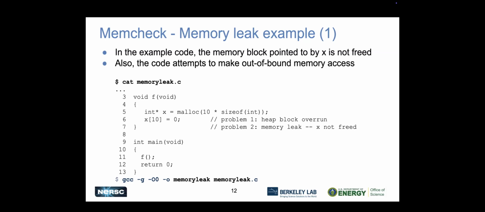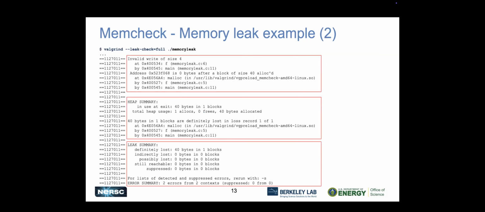So we have 2 types of issue. Here we build it like this. And when you run Valgrind using --leak-check=full, as you can see, the first group shows the error about an invalid write of 4 bytes beyond the allocated memory block here. It shows where the error was made, line 6, and that the memory was allocated in line 5.